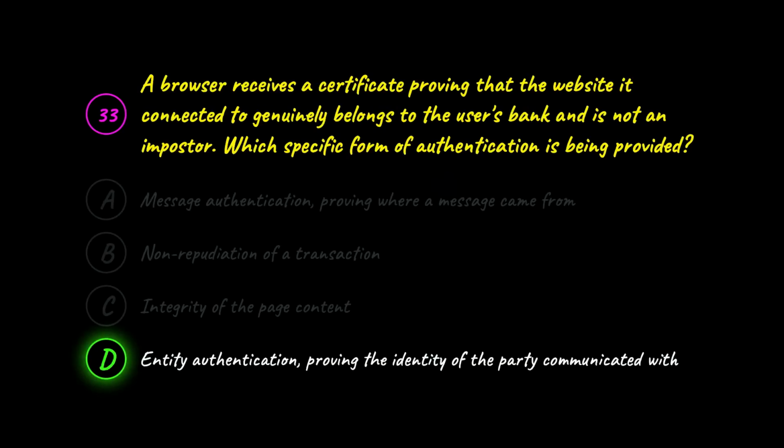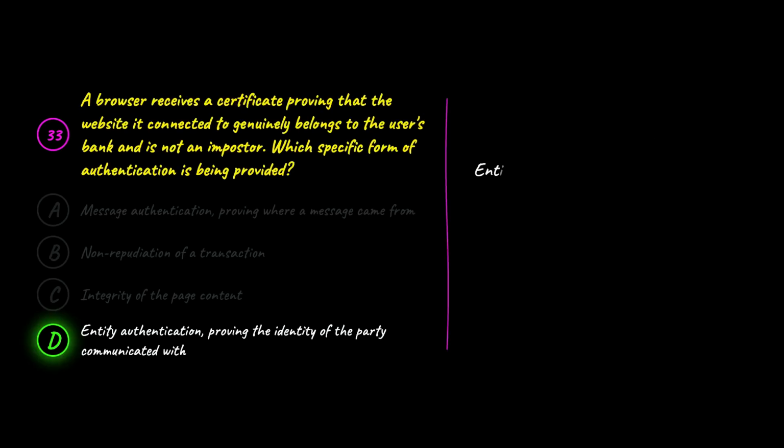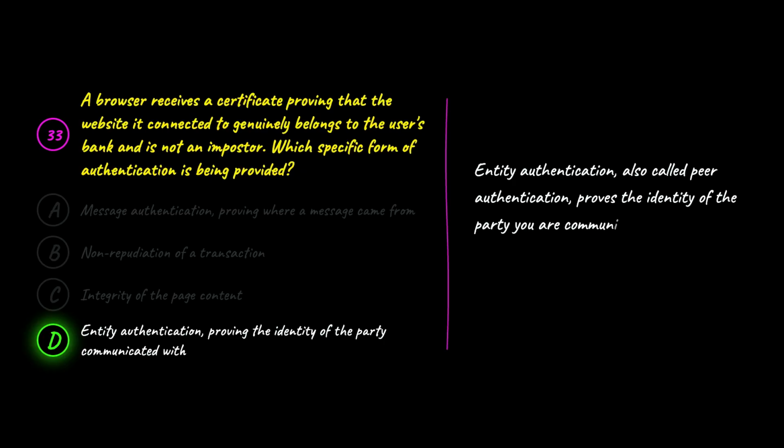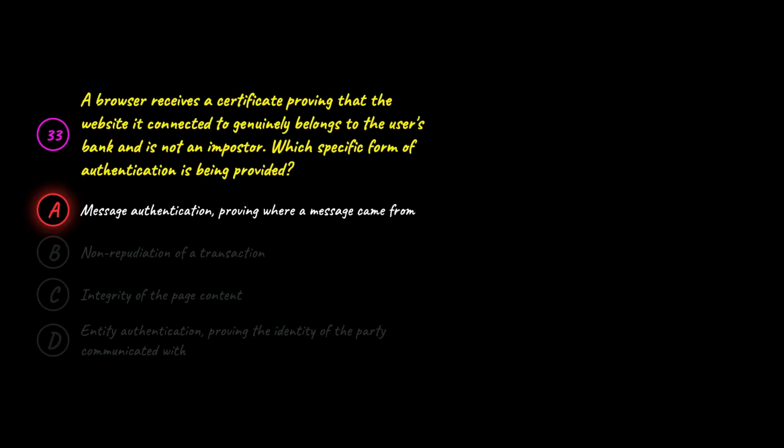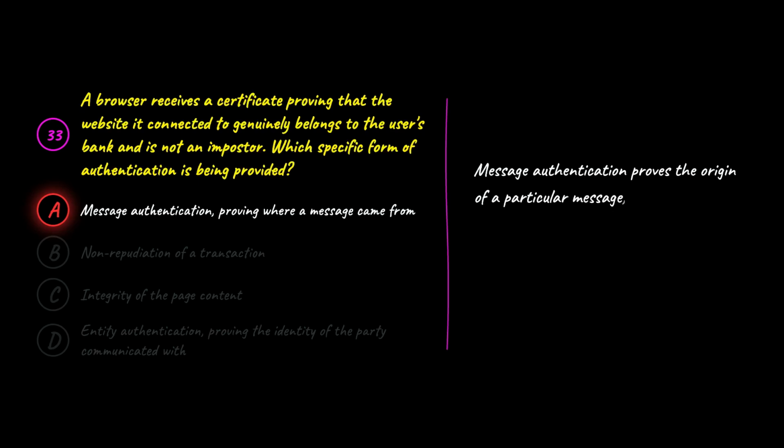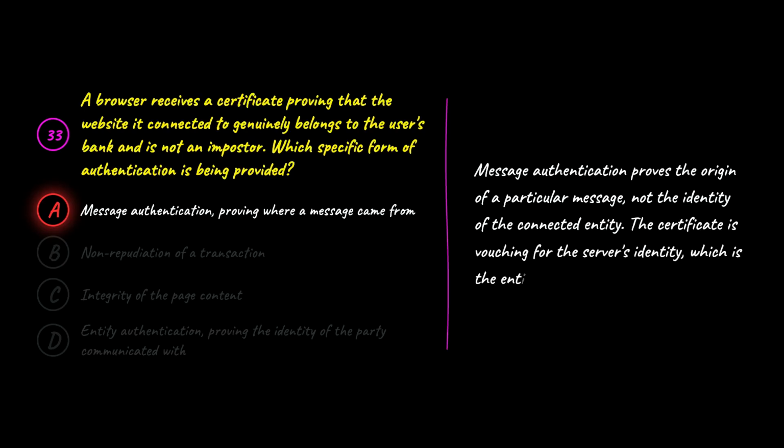The correct answer is D. Entity authentication, proving the identity of the party communicated with. D is correct because entity authentication, also called peer authentication, proves the identity of the party you are communicating with, which is what a website certificate establishes. It confirms the server really is the bank. A is wrong because message authentication proves the origin of a particular message, not the identity of the connected entity. The certificate is vouching for the server's identity, which is the entity form.